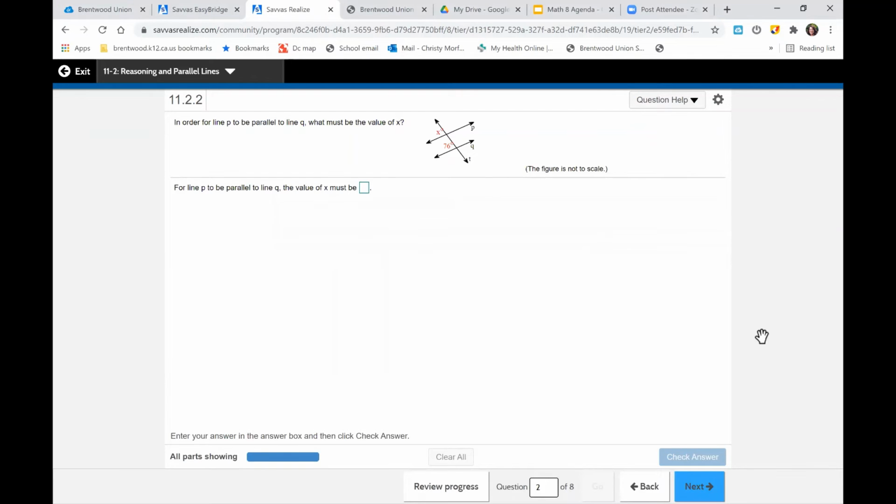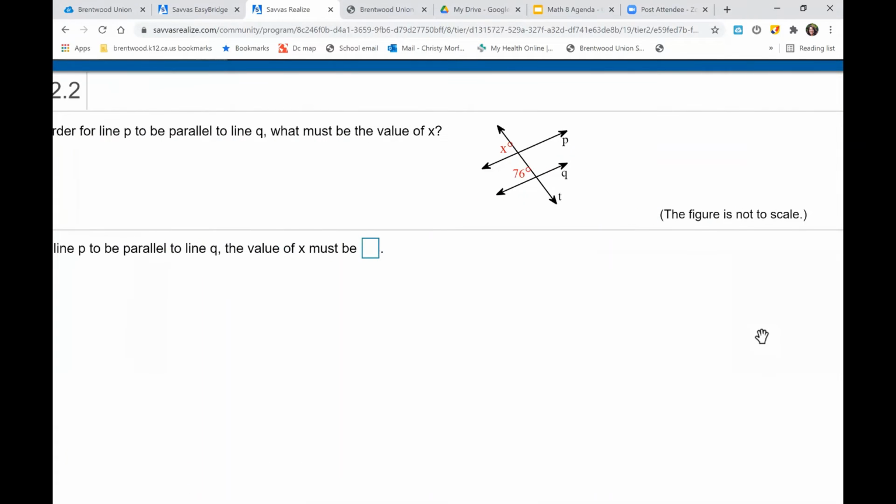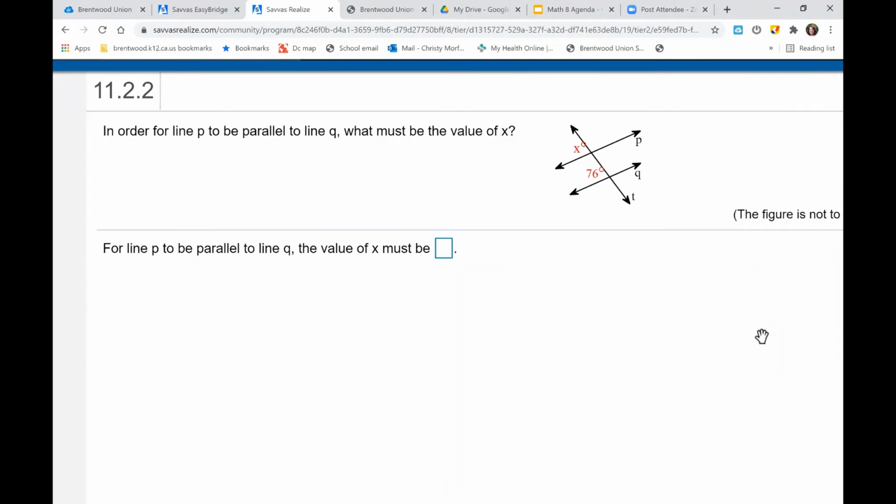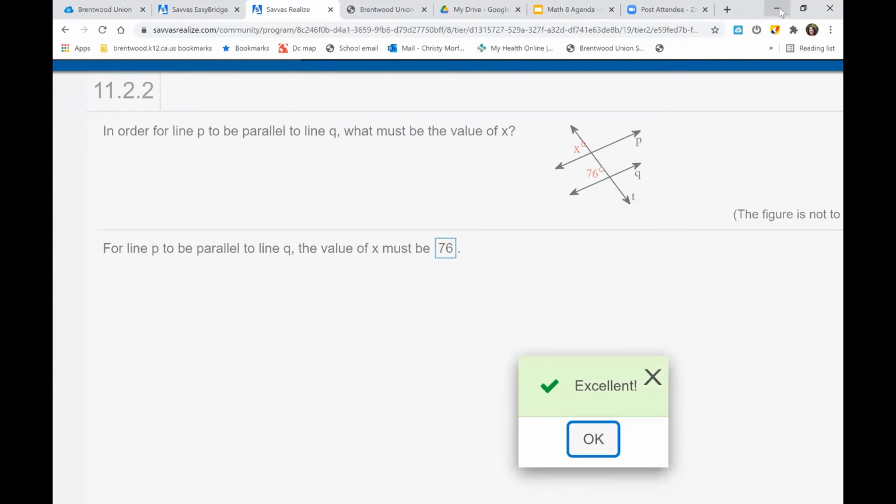Similar to the one we just did, but you'll notice this time that there's not another number there. There's a 76 and then there's an X. So exact same thing as the last problem. If you look, those are both corresponding. X is on the top of P, 76 is on the top of Q, and in order for them to be parallel, they must be the same number. So therefore, as someone just put into the chat, X must be 76.